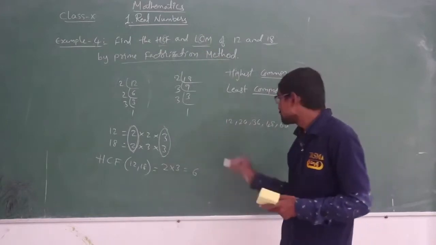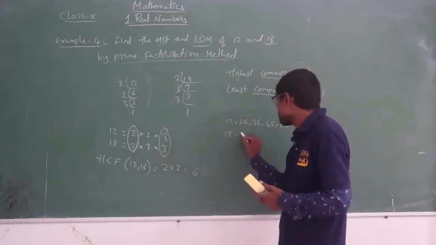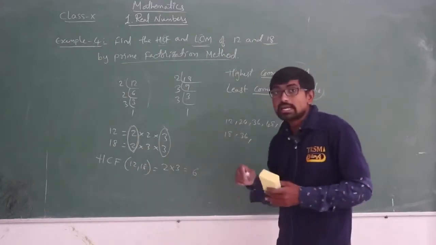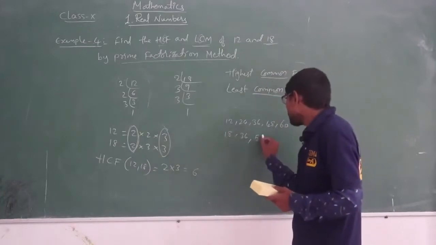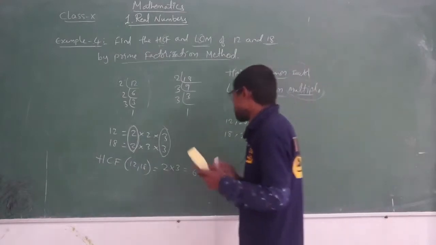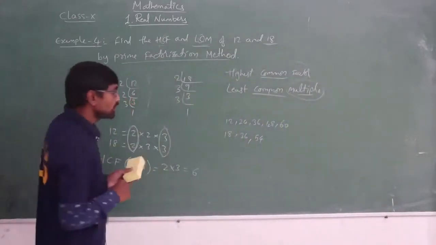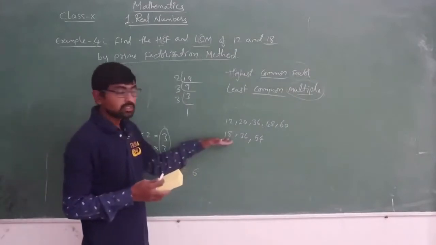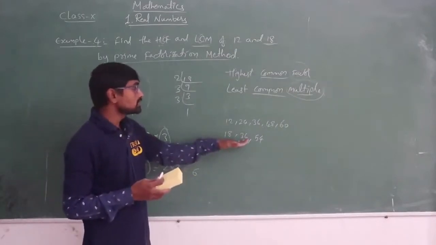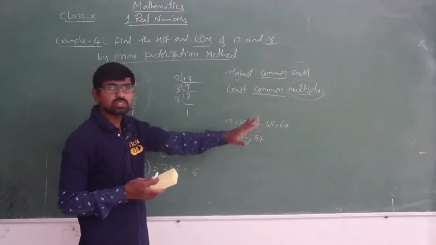Similarly, if I write the multiples of 18: 18 ones are 18, 18 twos are 36, isn't it? 18 threes are 54, isn't it? Yes or no? Yes. Okay, so this is how we will be writing the multiples. 18 ones are 18, 18 twos are 36, 18 threes are 54. Here we will be getting different numbers.